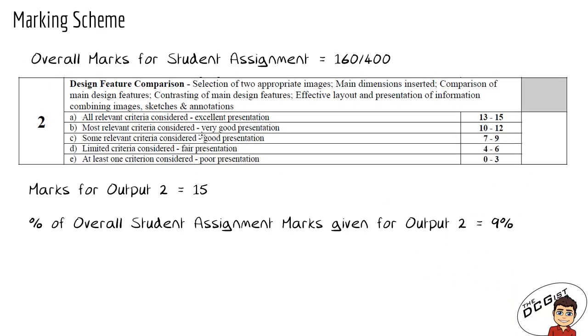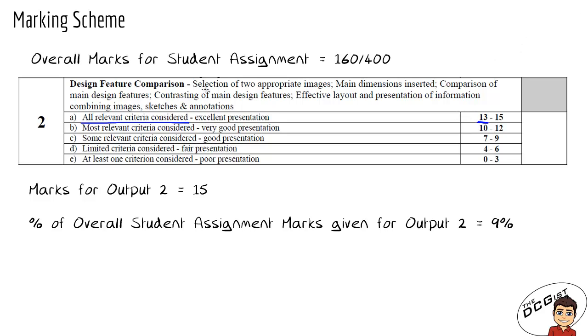So first of all, we'll have a look at the overall marks going for output 2. What you'll first of all notice is that the criteria for marking, as well as the way that the marks are allocated, are exactly the same as in output 1. So the first part and the bulk of the marks go for relevant criteria considered. So that's any text that you put in, any images, any sketches. They get the bulk of the marks, so they get the 13.